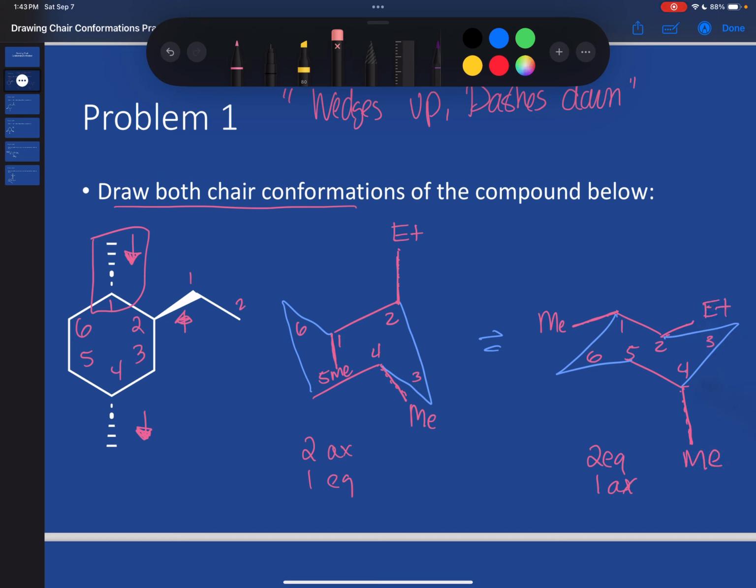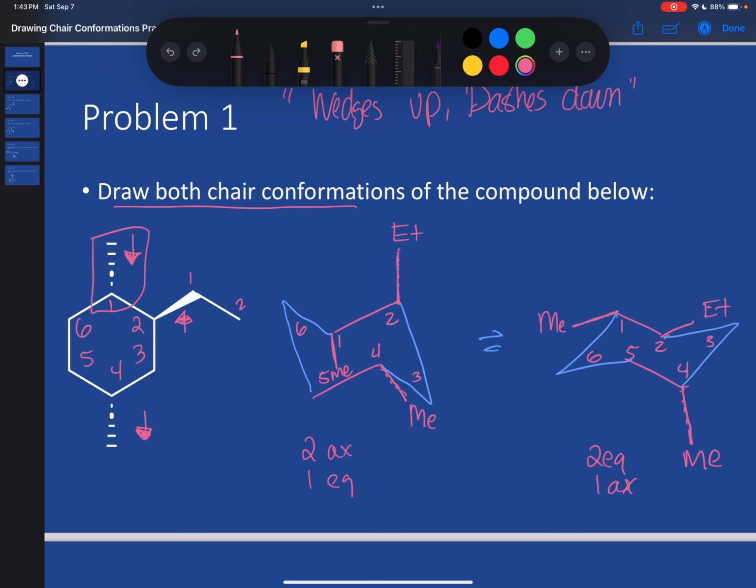So we predicted, based off the first chair, that I should have two groups that are equatorial and one that's axial. I see the methyl group here and the ethyl group there are equatorial, and then this methyl group is axial. Okay, that's great. That matches up, but I want to make sure I flip this correctly.